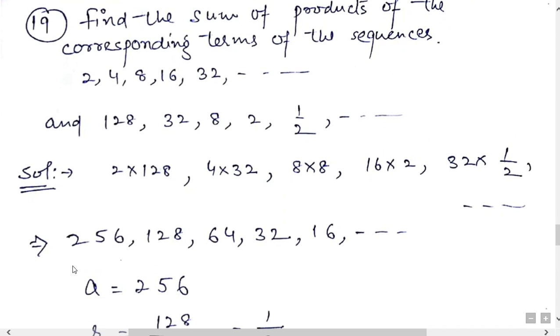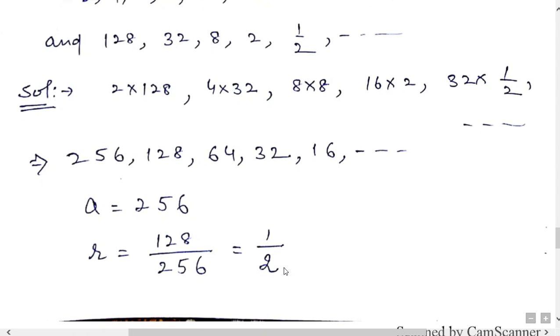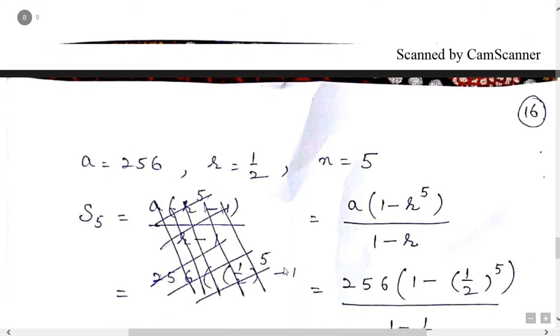Now the terms are 256, 128, 64, 32 and 16. It means the first term is 256 and what about the common ratio? It's 128 divided by 256. It's 1 over 2. Now you have to calculate S5. a into 1 minus r raised to power 5 divided by 1 minus r, because the value of r is less than 1.